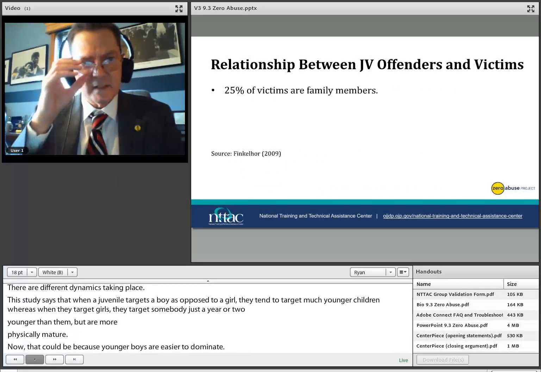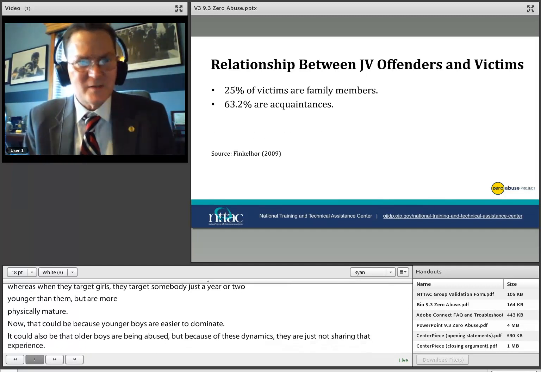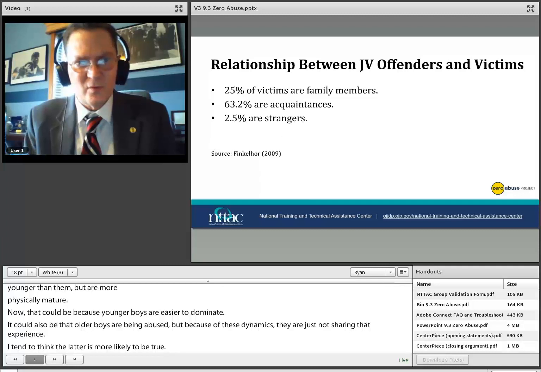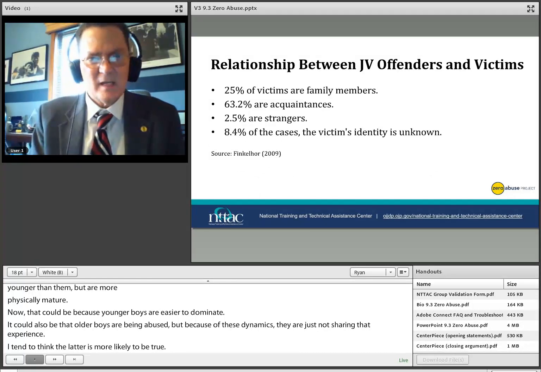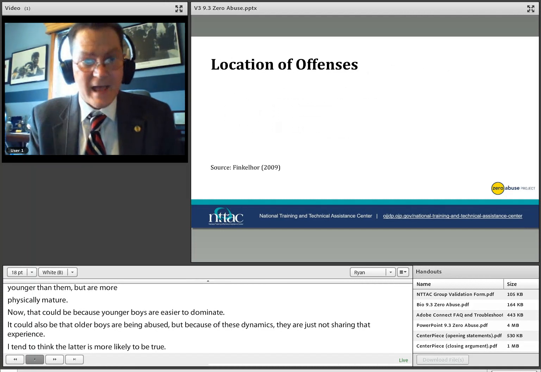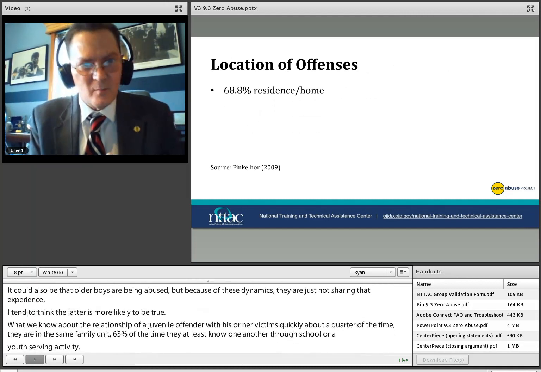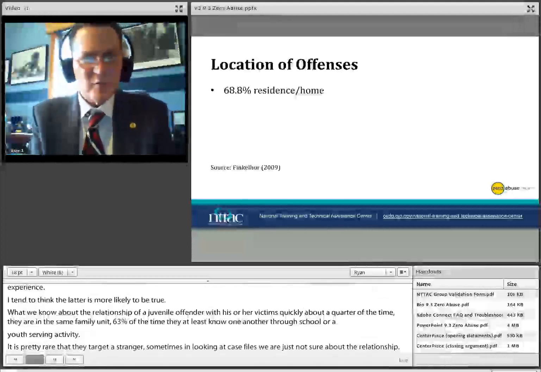What do we know about the relationship of a juvenile offender with his or her victims? Well, about a quarter of the time they are in the same family unit. 63% of the time they at least know one another through school or a youth serving activity. It's pretty rare that they target a stranger. Sometimes in looking at case files, we're just not sure about the relationship. Where do these sexual acts actually occur? Well, most of the time it's in somebody's home.